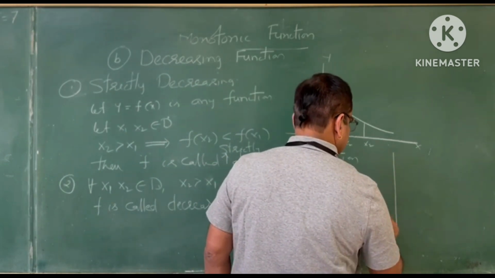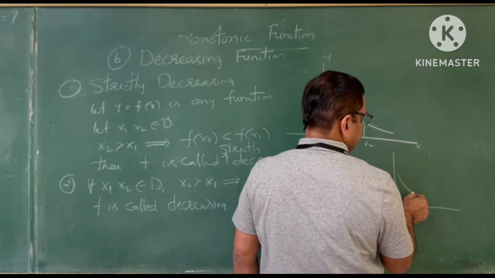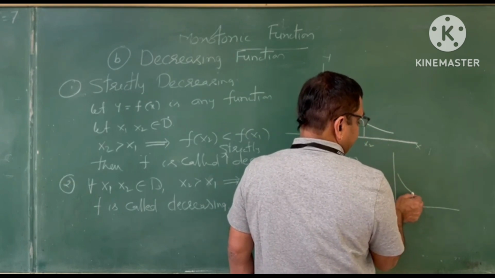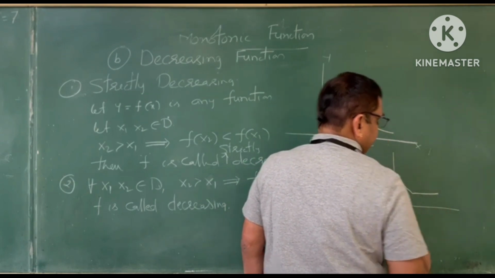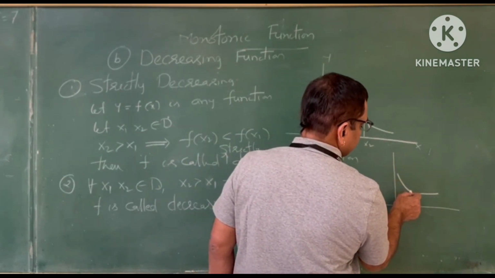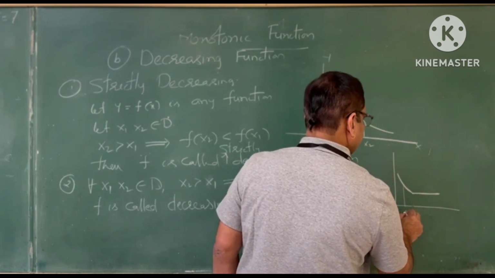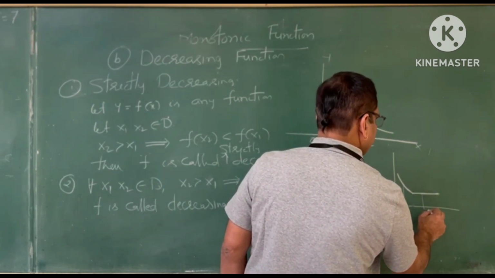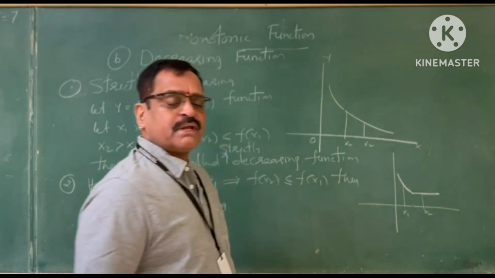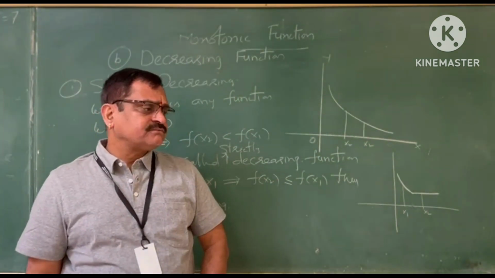As usual, up to a certain stage, it decreases. Then after a certain stage, it becomes a constant function. So these types of functions are called just decreasing functions.